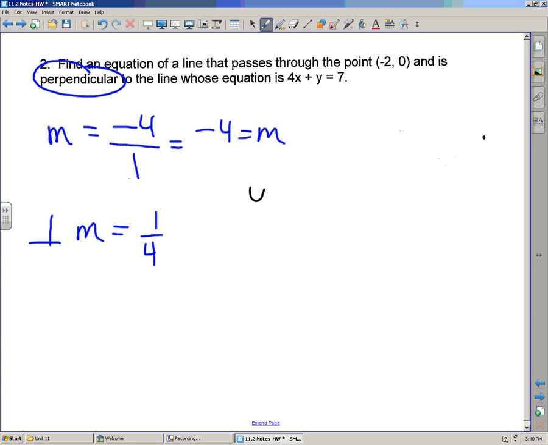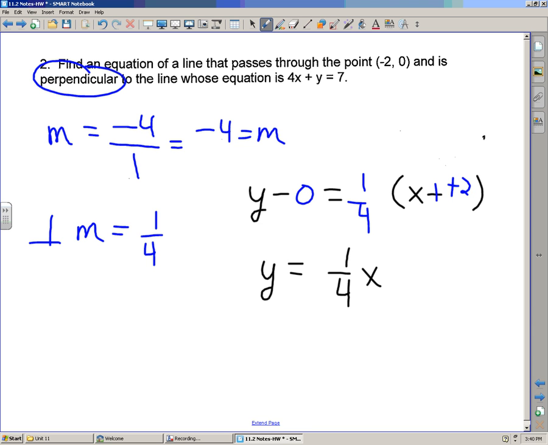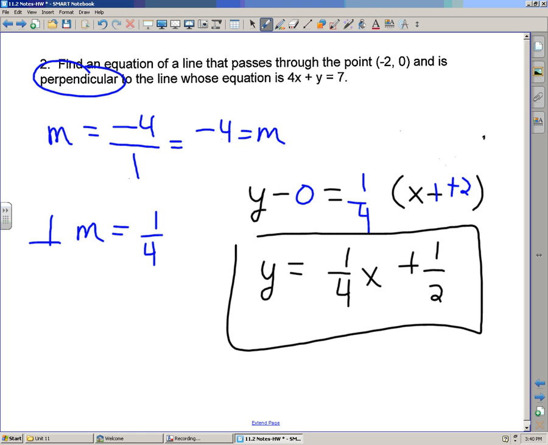And now I go back to my point slope. Y minus y1 equals m, x minus x1. My y1 is 0. My m is a fourth. My x1 is negative 2. I've got double negatives in here. Y minus 0 is essentially just y. When you distribute in 1/4, you get 1/4 x plus 2/4, but hopefully you know that 2/4 is just 1/2. So the equation of the line that's perpendicular ends up being this.